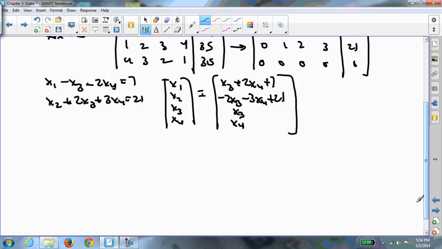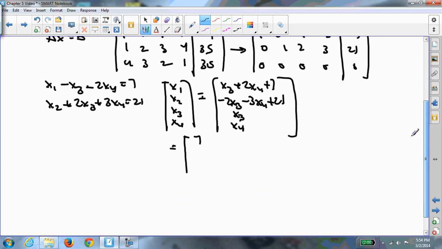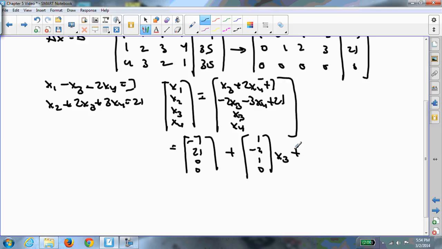Now I can separate this into 3 vectors. I have what I call a constant vector, 7, oh, sorry, this should be a negative 7. So negative 7 and 21, 0, 0. Then I have a vector that's being multiplied by x3, so that would be 1, negative 2, 1, and 0. And then another vector being multiplied by x4, 2, negative 3, 0, and 1.